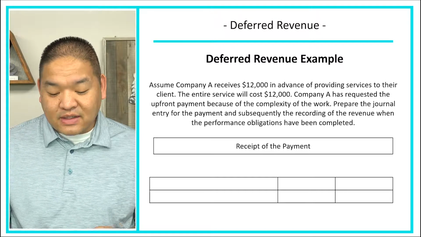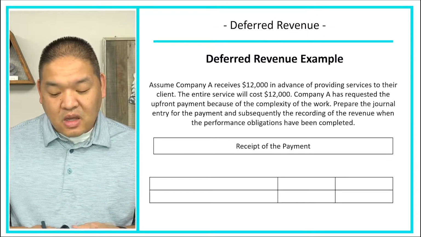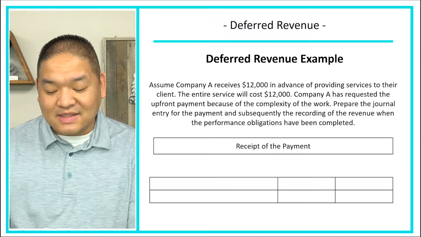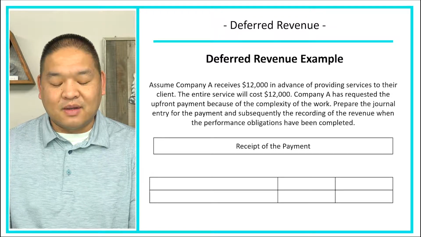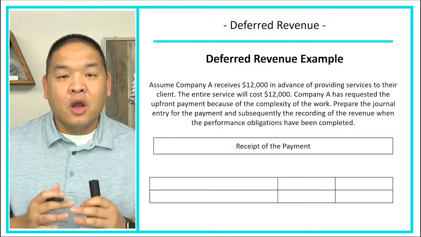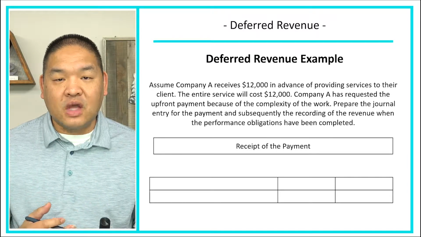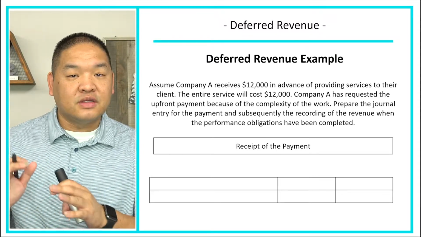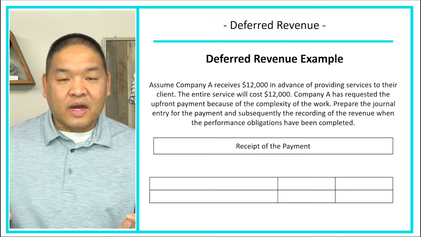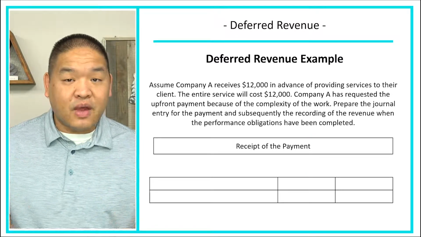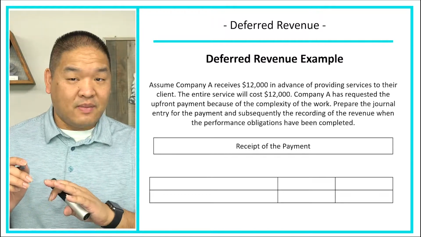Company A has requested that the upfront payment, because of the complexity of the work, makes sense. Prepare the journal entry for the payment and then subsequently the recording of the revenue when the performance obligation has been completed. So in this case right here, we're going to book the journal entry to receive the $12,000 and also book the deferred revenue. And then in the next step, we're going to actually report the revenue and reduce our deferred revenue entry that we're going to make here.